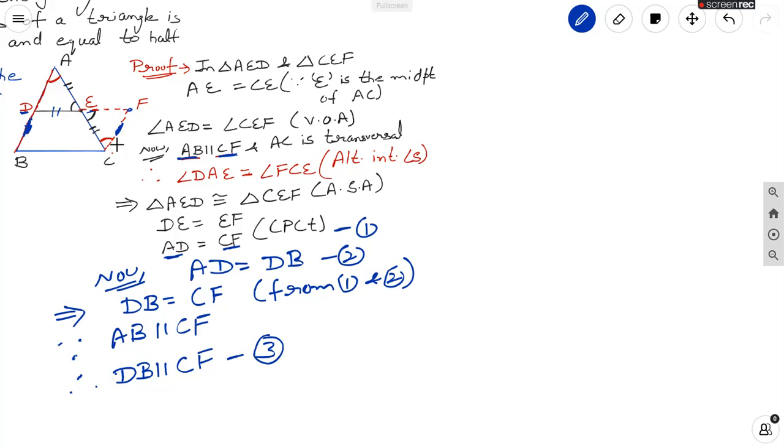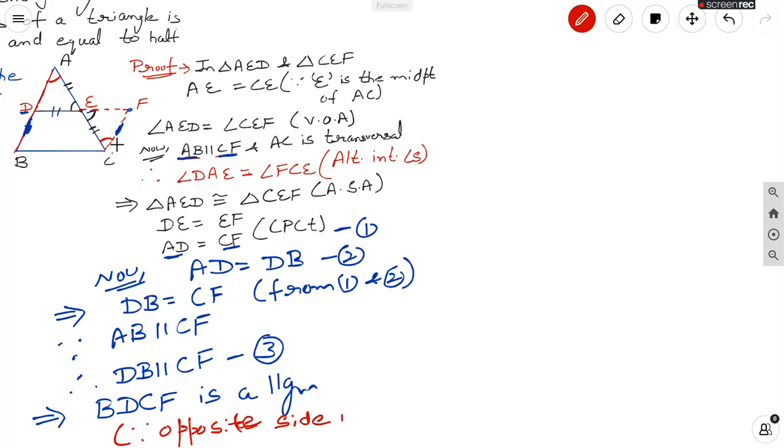We have studied that if in a quadrilateral a pair of opposite sides is equal as well as parallel, then it is a case of a parallelogram. So which implies BDCF is a parallelogram. Why? Because opposite sides are equal and parallel. Opposite side equal भी है और parallel भी है, right?